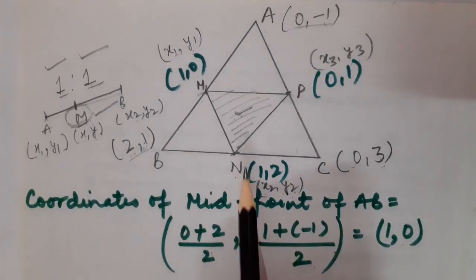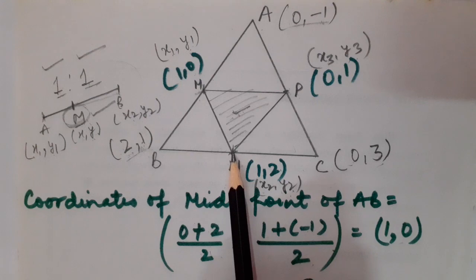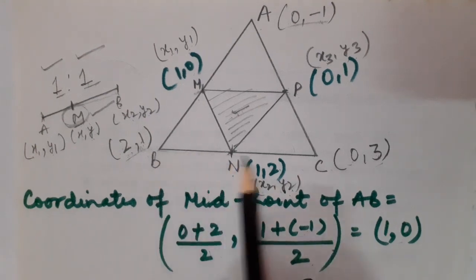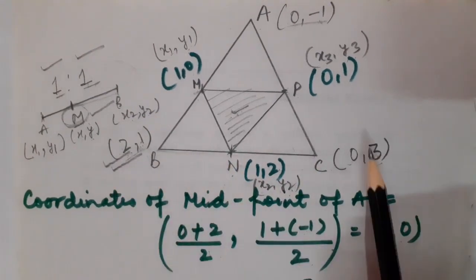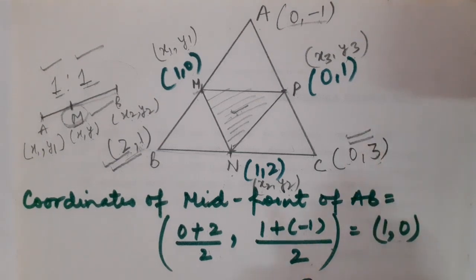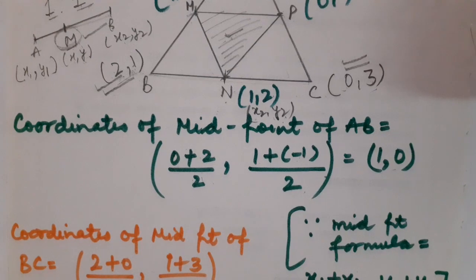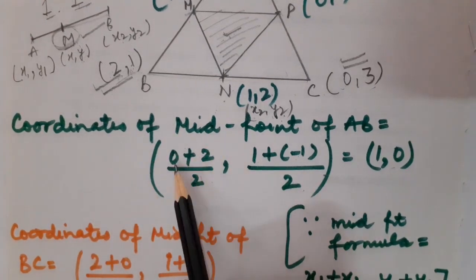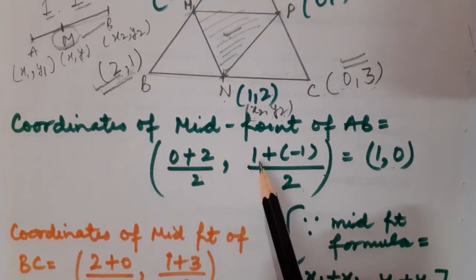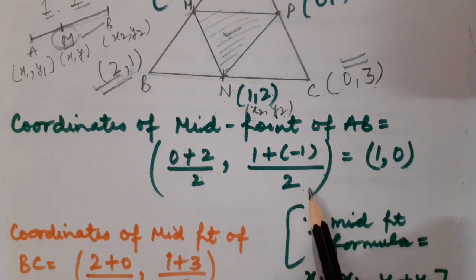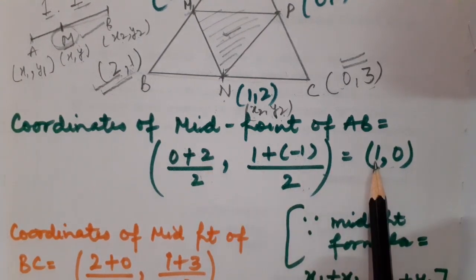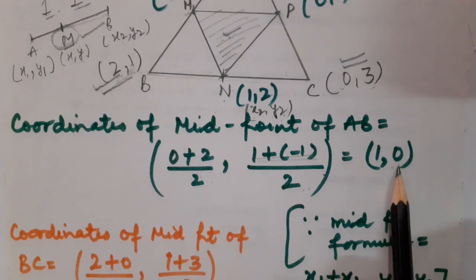Please be alert. If I am going to calculate the coordinate of point N and N lies on BC, definitely I have to use the coordinates of B as well as C only. Fine, students? So now the coordinates of the midpoint of AB are, as I have just explained, (0 + 2)/2, (1 + (-1))/2. It would be 2/2, that is 1. This would become 0, 0/2 is 0.